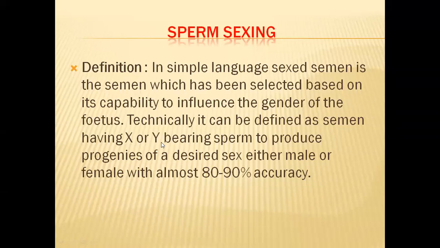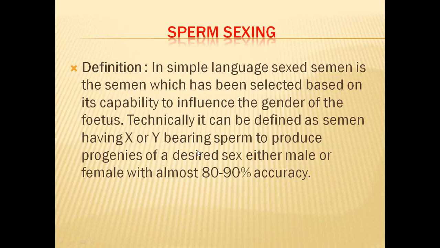Out of those millions of sperms, only one succeeds in entering the ova. Whether it is a Y bearing sperm or an X bearing sperm, we don't know. It is not in our hands. It is purely decided by the luck factor. But here we don't want to leave this to luck. We want to control which chromosome bearing sperm unites with the ova.